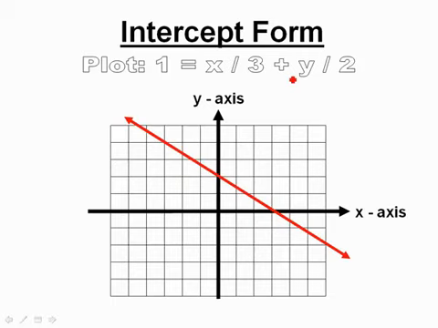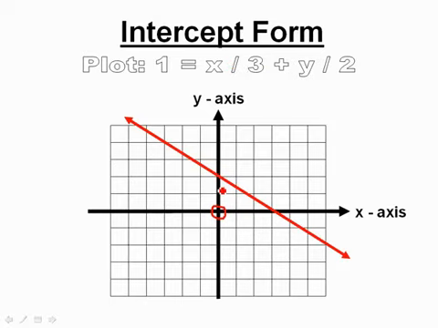The intercept form is very nice so long as your line isn't passing through the origin. You cannot use the intercept form when your line is passing through the origin, simply because x divided by 0 plus y divided by 0 has a division by 0. In fact, it has 2 of them. So if your line is not passing through the origin, meaning it's not passing through this point right here that I just circled, you can use the intercept form. So x divided by 3 plus y divided by 2 equals 1.